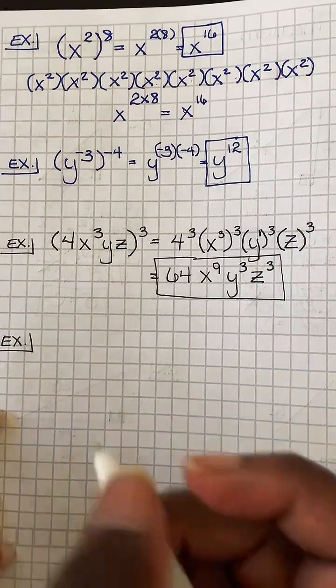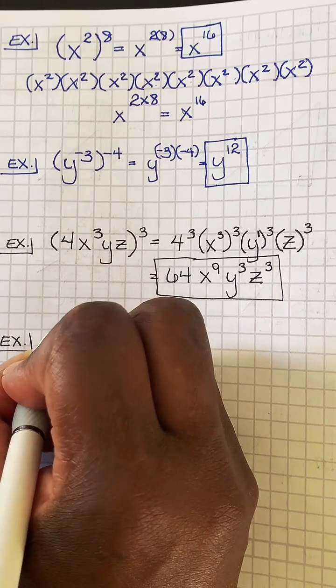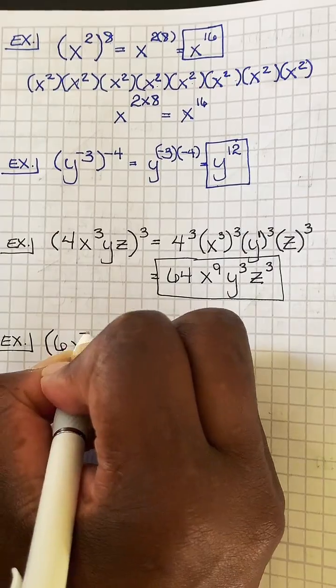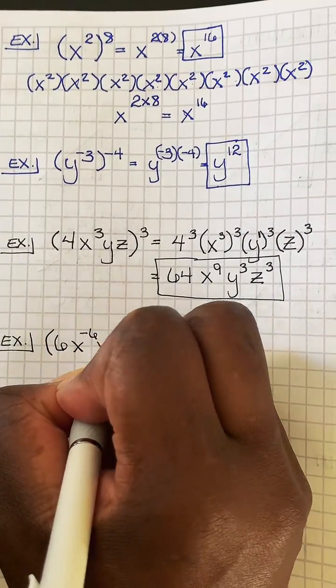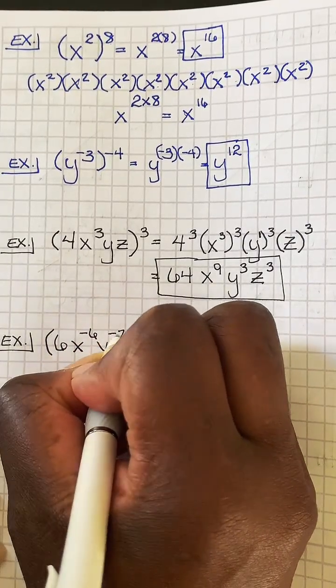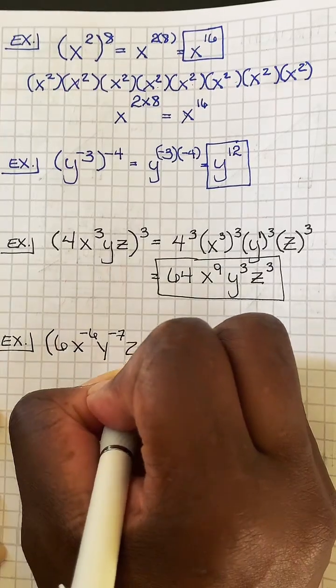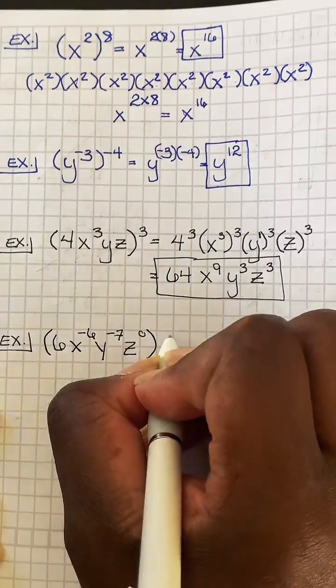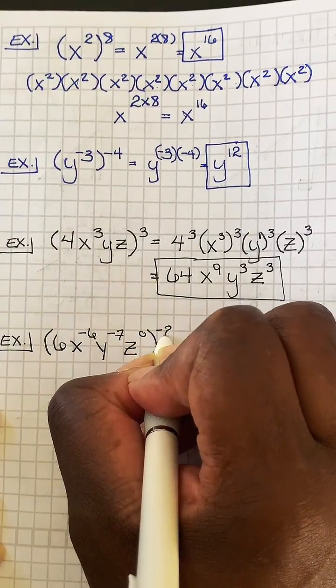So if we have, let's say, 6x to the negative 6th power, y to the negative 7th power, z to the 0 power, and it's raised by negative 2.